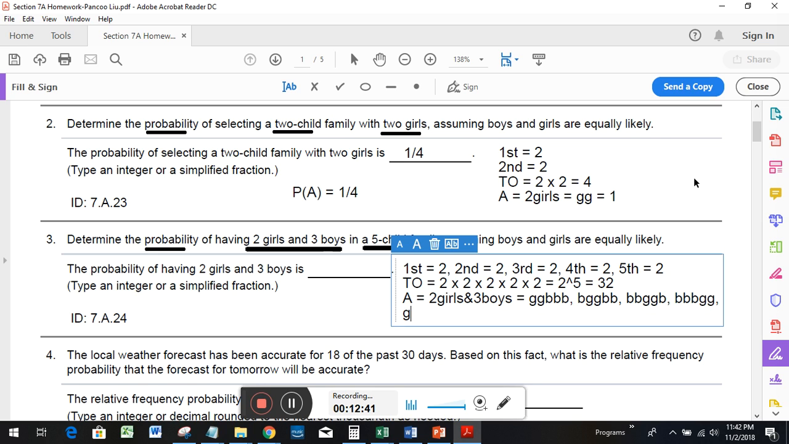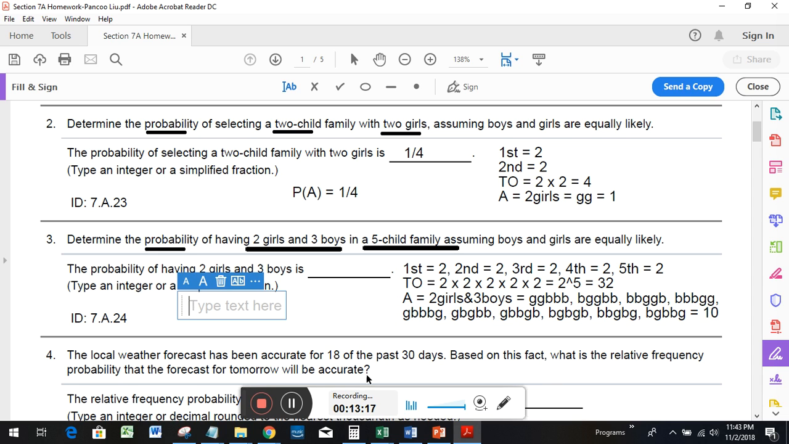Another one is girl, boy, boy, boy, girl, or girl, boy, girl, boy, boy, girl, boy, boy, girl, boy, boy, girl, boy, girl, boy, boy, boy, girl, boy, girl, and last but not least, boy, girl, boy, boy, girl. So we have a total of 10 different combinations that consist of only 2 girls and 3 boys.